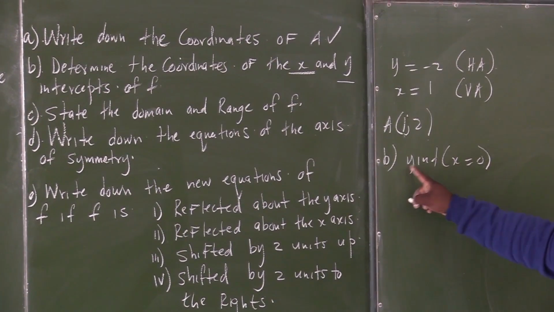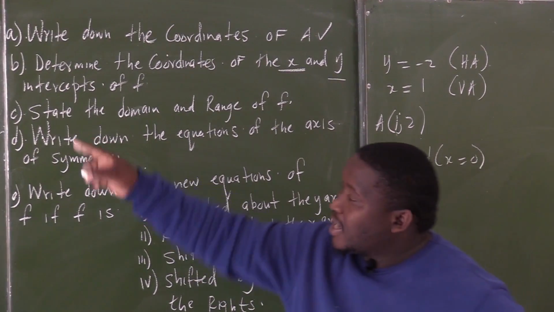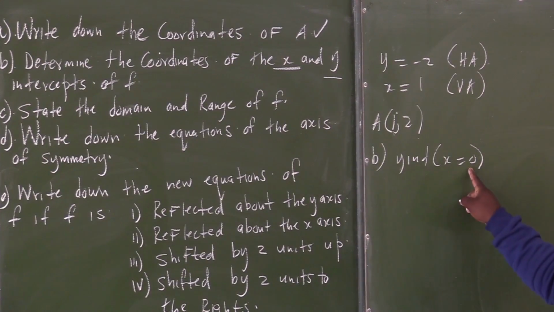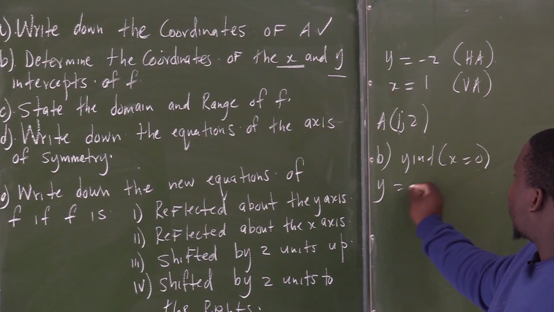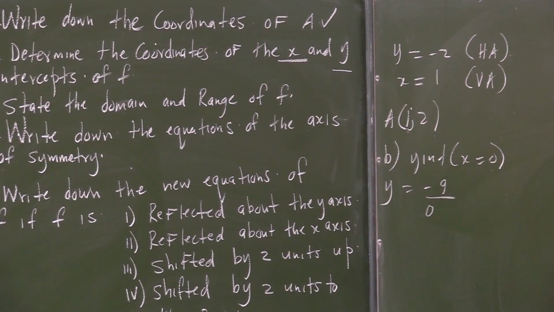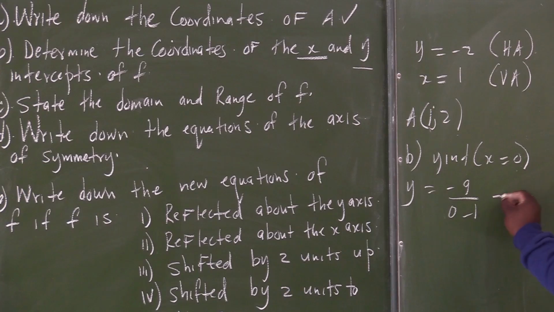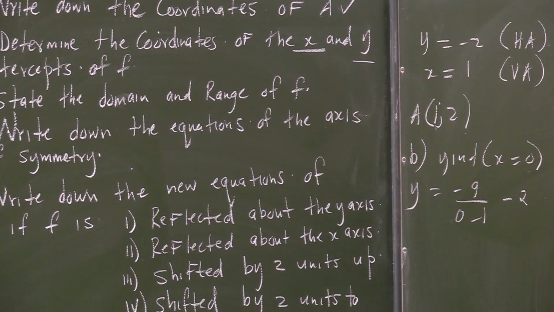Now, I'm looking for the y-intercept. I'm going to make x be 0. So you go to the equation, instead of x, you put a 0. It means I will have y equals negative 9 over, instead of x, you place a 0, minus 1, minus a 2. Then from here, you'll be able to find the value of the y-intercept.